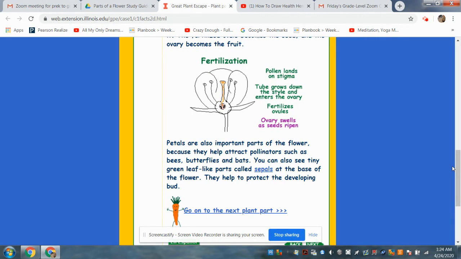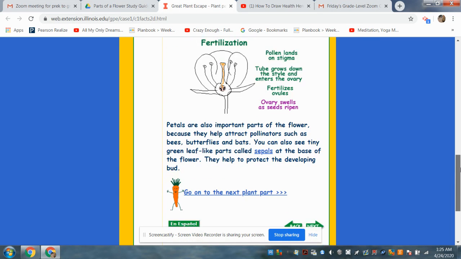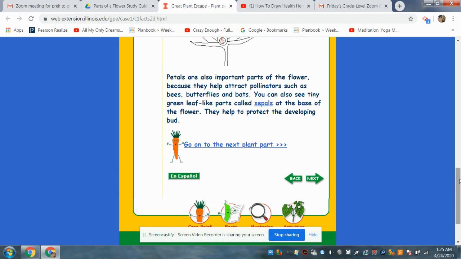So, during fertilization, pollen lands on the stigma. Tube grows down the style, and then so the tube grows down the style and enters the ovary, fertilizes ovules, and then ovary swells as seeds ripen. Petals are also important parts of the flower because they help attract pollinators such as bees, butterflies, and bats.